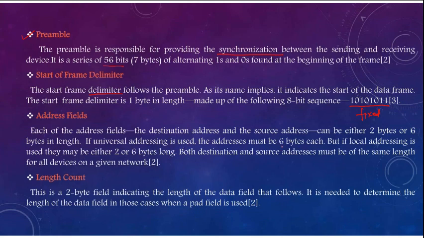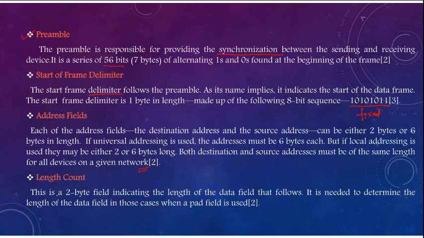So the LAN address, the universal address, is basically 6 byte. If universal addressing is used, then 6 byte. Otherwise, it could be 2 byte also for local addressing. Both destination and source addresses must be of the same length for all devices on a given network. Okay.